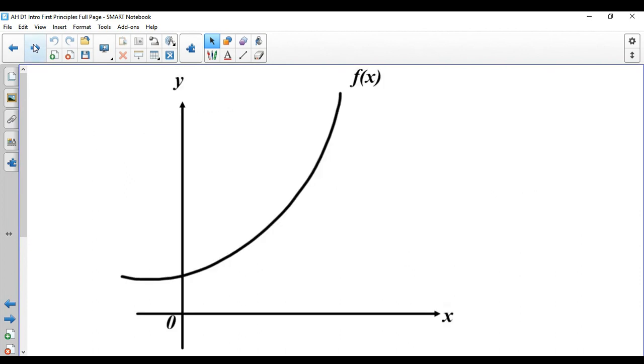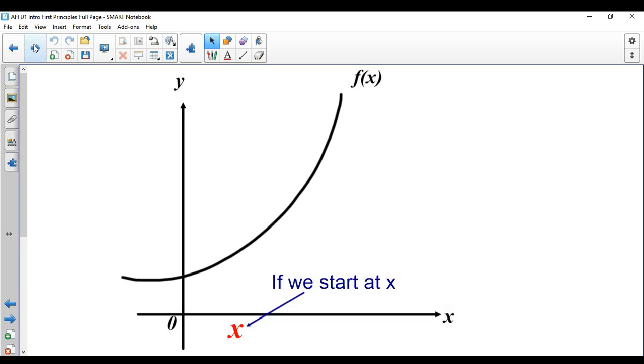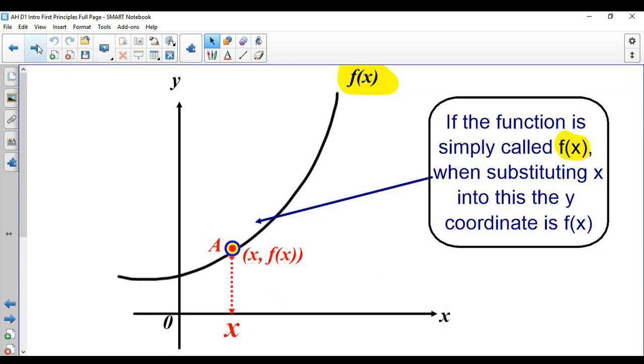If you have a graph with a function, let's say it's just called f of x, then let's go to a point on the x-axis. Let's call it x, start there. Then what would the y-coordinate come out as? If the function is simply called f of x, then the only way to find the y-coordinate is to substitute x in, so we're going to call it f of x, okay? So let's call this point A.